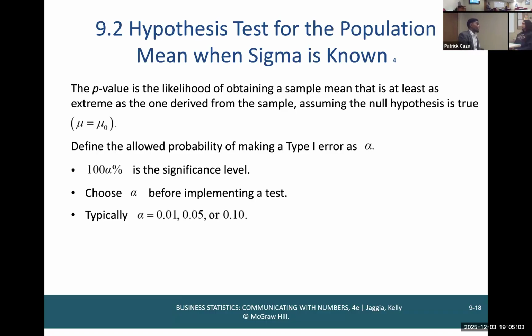So if the question said, hey, we don't know if the drug works, but we think it does, then you will multiply by 2 because you use two tails, because you're not going in one direction, you're going in two different directions.